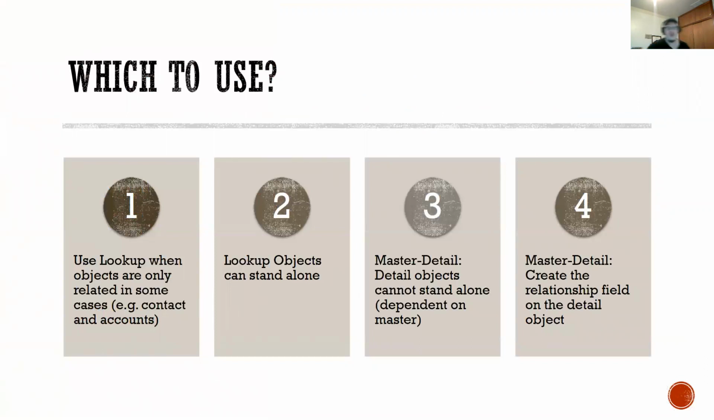All right, so which one do you want to use and when? You want to use lookup relationships when objects are only related in some cases, such as contact and account. The contacts can stand alone from an account, and an account can stand alone from the contact, kind of. Sometimes you can have contacts that are not associated with an account. Does that make sense? Hopefully that makes sense. Ask questions if you're there and can communicate back with me.